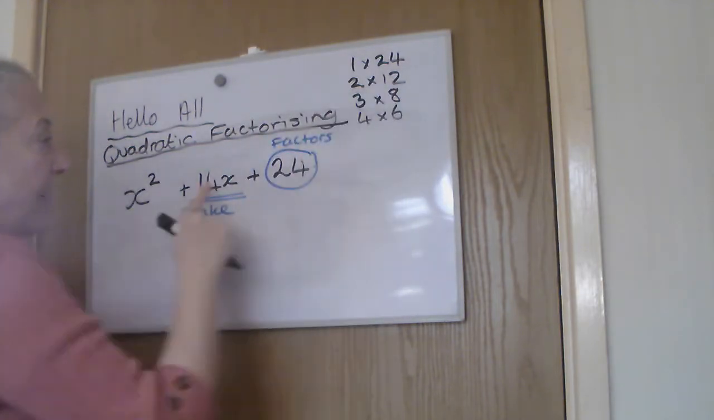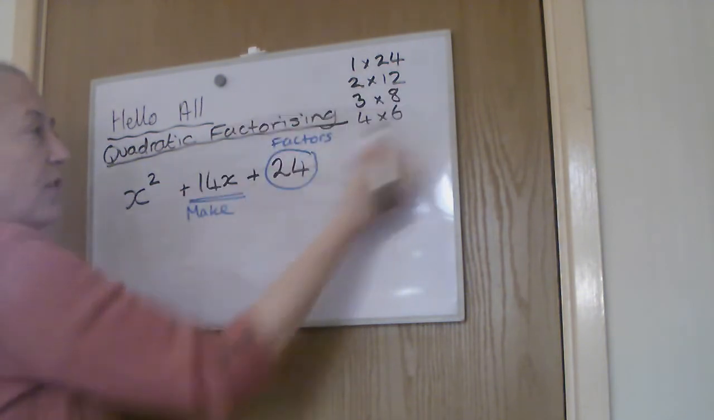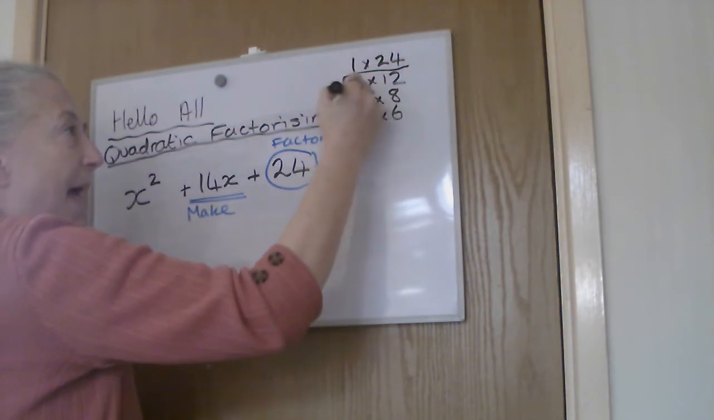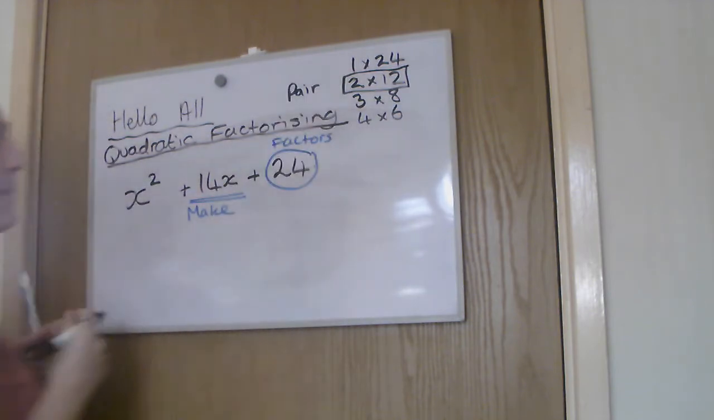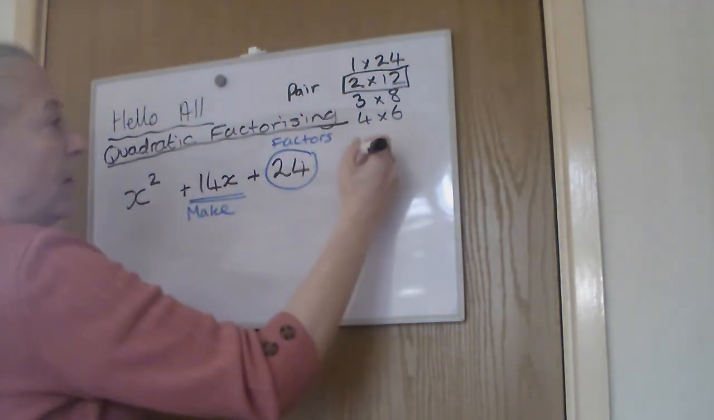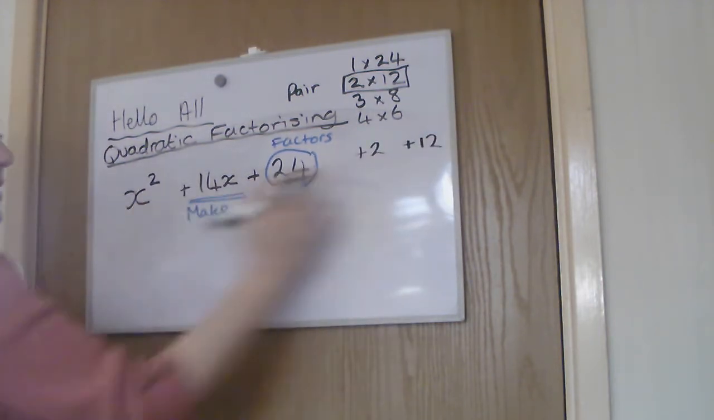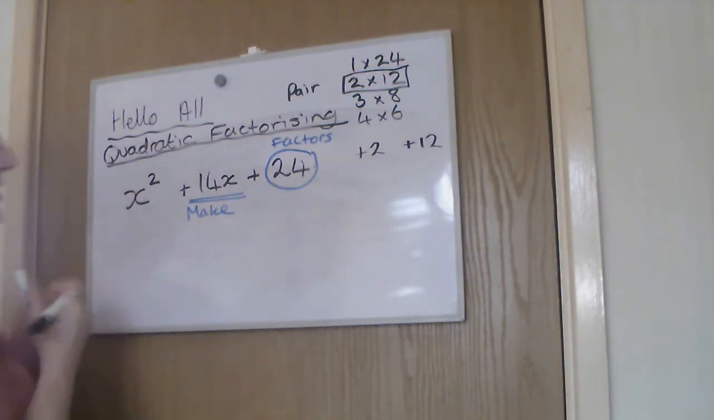2 and 12 can make 14. So out of my factors of 24, I've picked a pair. This is my pair. I've picked a pair that will make 14. That's okay, because actually that's just plus 2 plus 12, because this is a plus. So plus 2 and plus 12 makes 14. So that's quite nice.